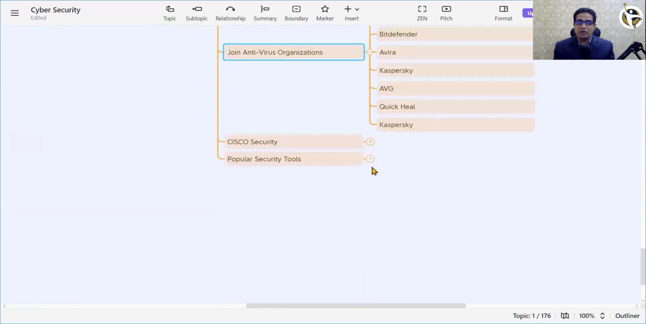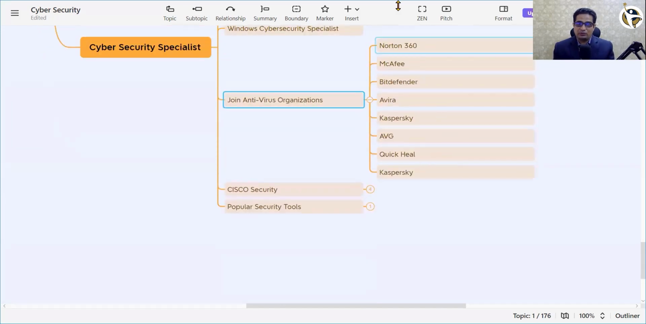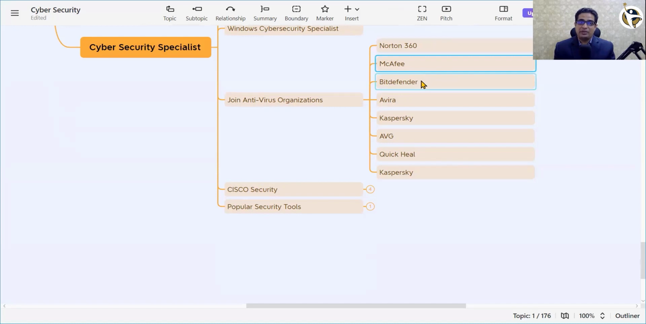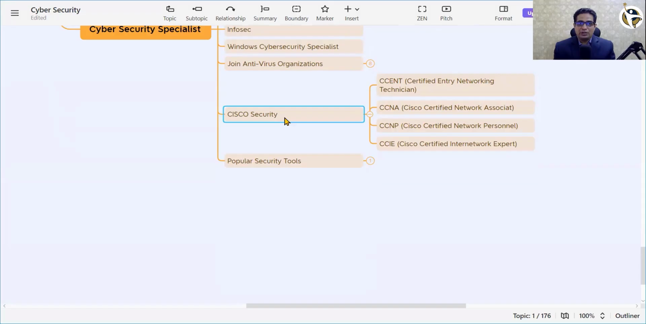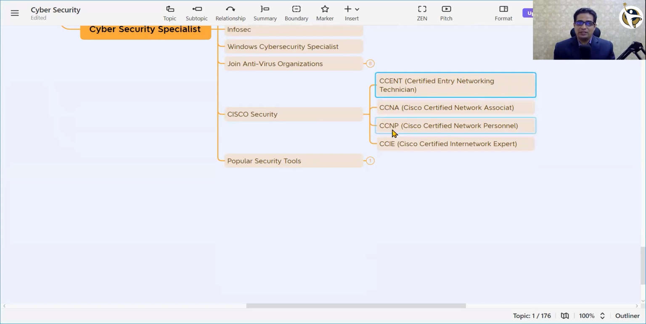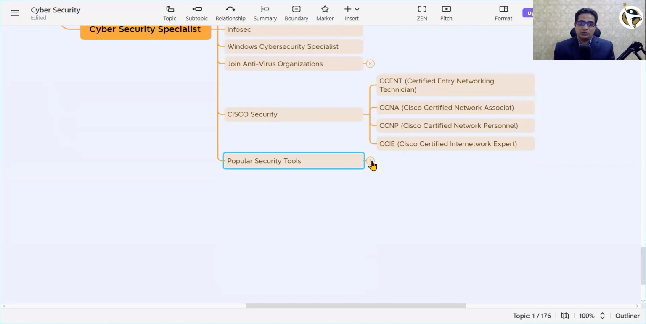Apart from that, if you are planning some wider and greater role as part of cybersecurity, you can join some anti-virus organization, and that's where Norton 360, McAfee, Bitdefender, Avira, and some of these popular antiviruses come in. Coming to Cisco security, at the network level we have various certificates. Out of that, CCNA, CCNP, CCIE, and CCENT are some of the popular certificates which you can definitely think of in order to understand networking devices and their communication protocols.